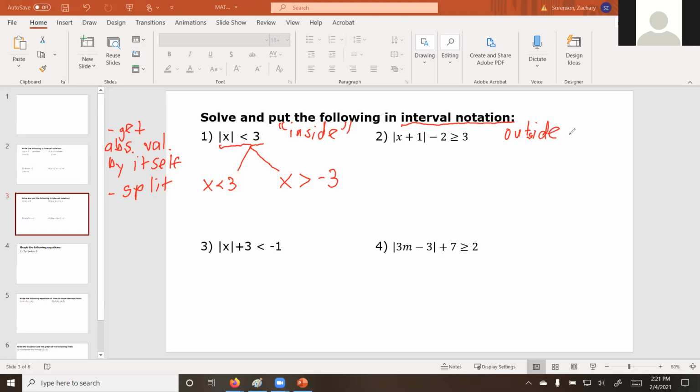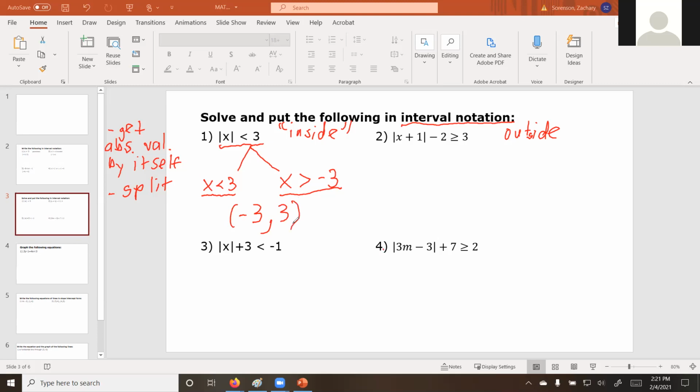So if it's an inside case, I want to write the interval notation of between these two numbers. How do I write that? What's the smallest value x can be? What's the largest value x can be if it's between those two inequalities? I'll start with the smallest. Smallest value is -3. What's the biggest value? 3. Yeah.